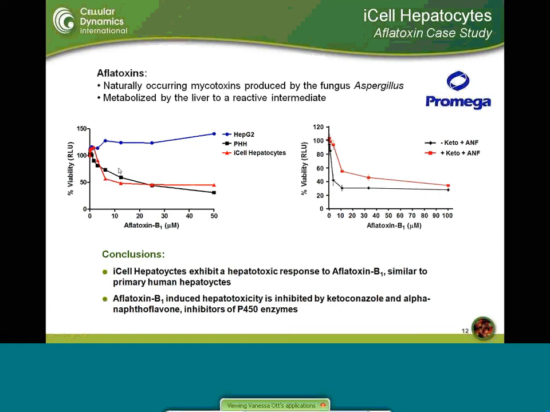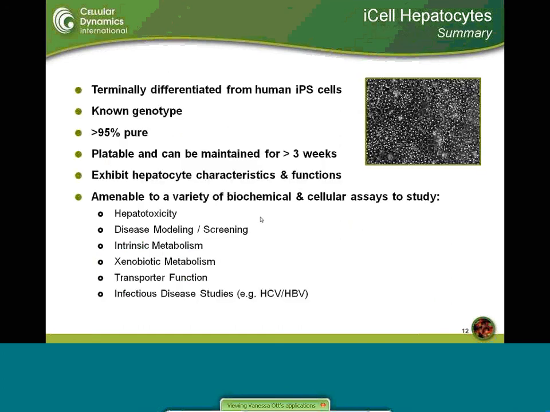So in this case, the hepatotoxicity is due to the formation of a metabolic intermediate, which indicates that these cells are metabolically active. In contrast, you don't see any loss of viability in the HepG2 cells. Again, as I mentioned earlier, the HepG2 cells are notorious for having low or no metabolic activity. So further supporting these data, in this experiment, the toxicity in the iCell hepatocytes was inhibited when the cells were treated with ketoconazole and alpha-naphthoflavone, which are inhibitors of P450 enzymes.